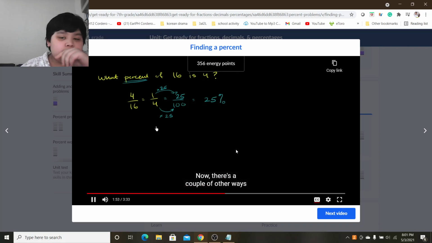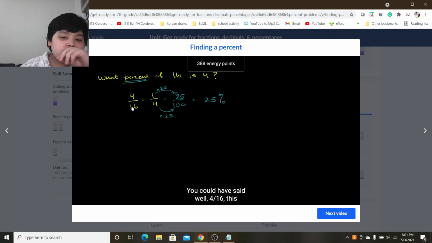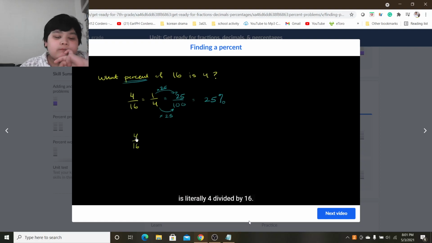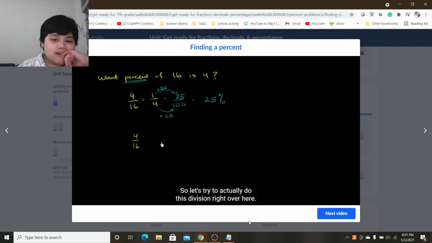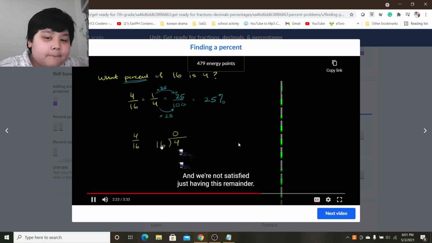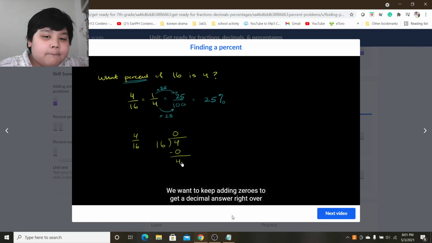Now there's a couple of other ways you could have thought about it. You could have said, 4 over 16 is literally 4 divided by 16. Let me just do the division and convert to a decimal, which is very easy to convert to a percentage. So we're going to literally divide 4 by 16. 16 goes into 4 0 times. 0 times 16 is 0. You subtract and you get a 4. We're not satisfied just having this remainder. We want to keep adding zeros to get a decimal answer.